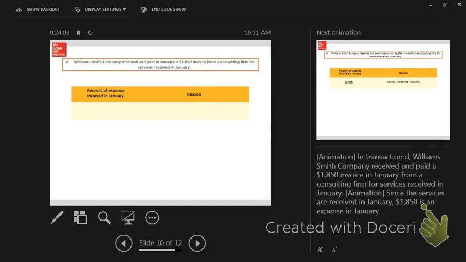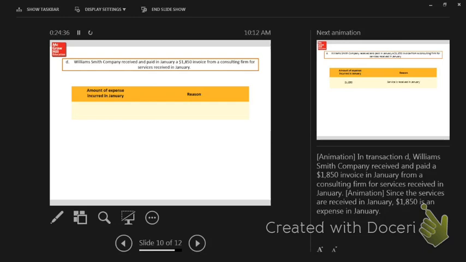All right, William Smith Company received and paid in January an invoice of $18.50 from a consulting firm for services received in January. All right, so everything happened in January. So they received and paid an invoice. So that means accounts payable? Well, they received an invoice for services in January. Consulting expense and then cash. And cash, so they paid it, so that's cash, we know that.